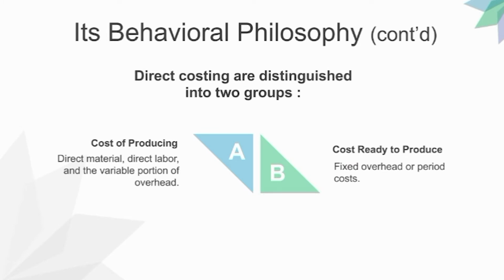And direct costing are distinguished into two groups, and I think we all are familiar with it. The first one is cost of producing. It includes direct material, direct labor, and the variable portion of overhead. And the second one, cost ready to produce. It includes fixed overhead or period costs.